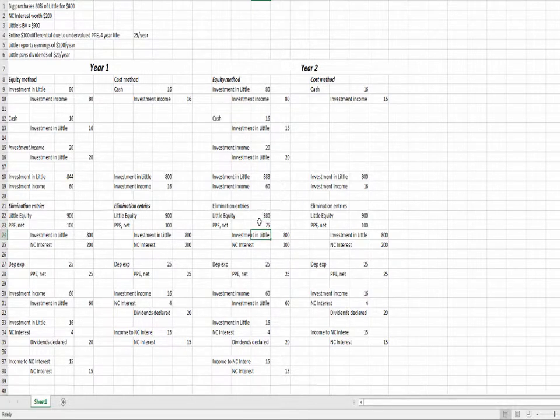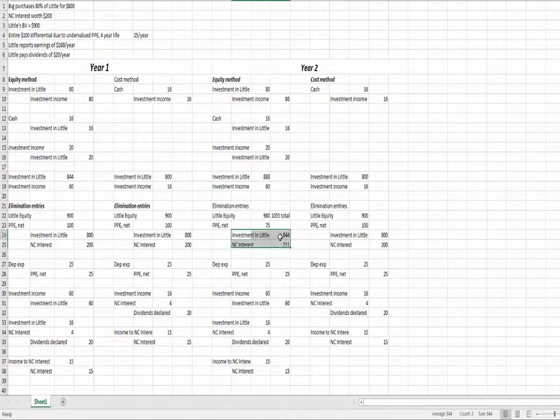So the total on the debit side of this entry, again, this is the beginning of your book value plus the remaining unamortized discount. The total is $1,055, and that $1,055 total is going to be split 80-20 between the investment in Little and the non-controlling interest. So the investment in Little is going to be 80% of that $1,055, or $844. The non-controlling interest is going to be 20% of that $1,055, or $211.